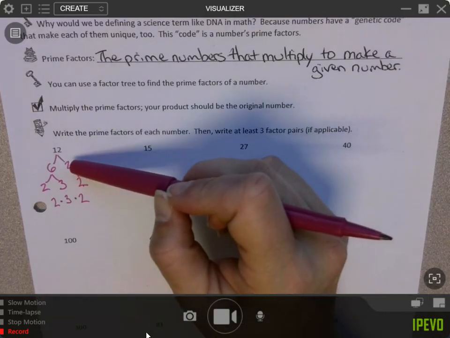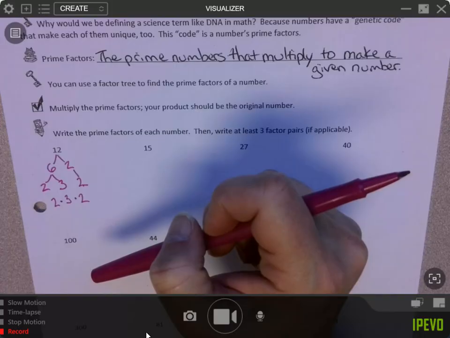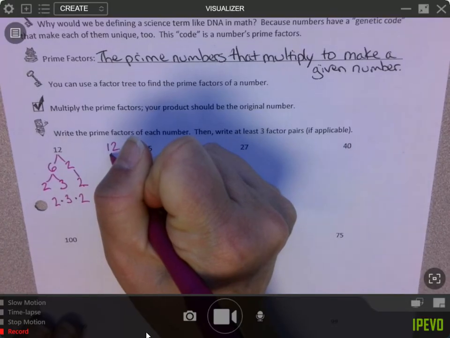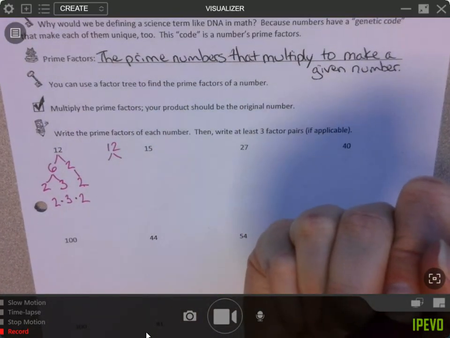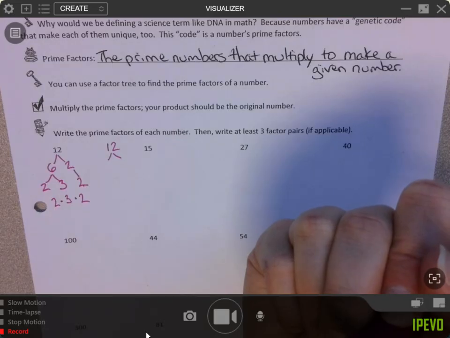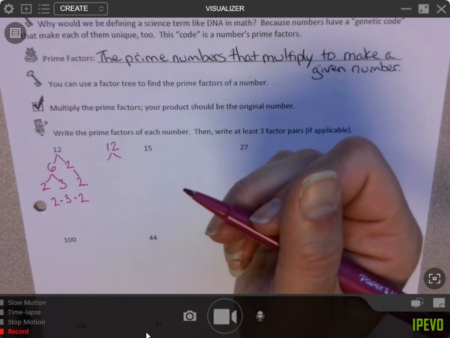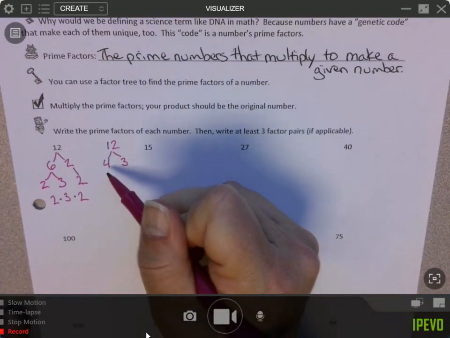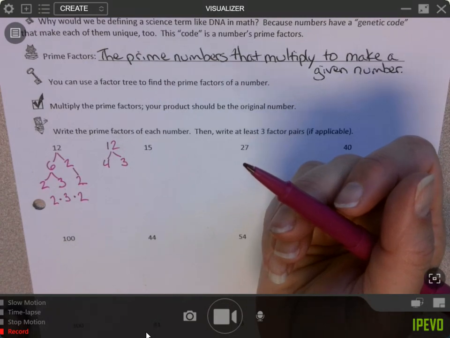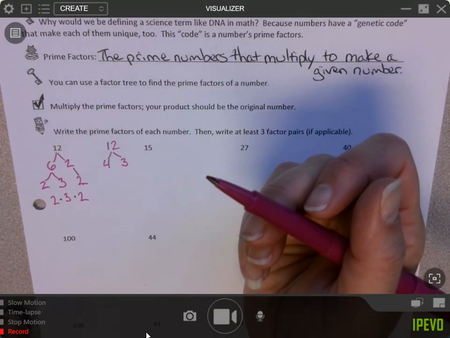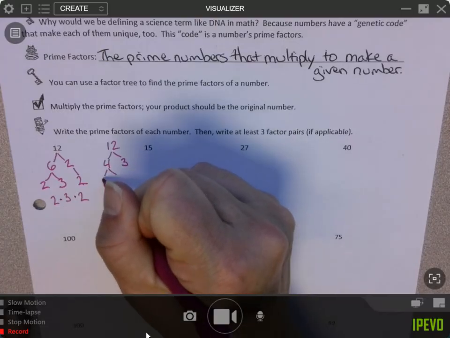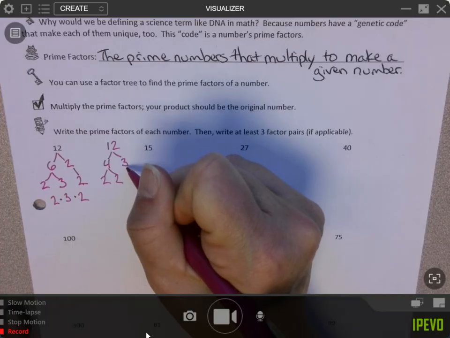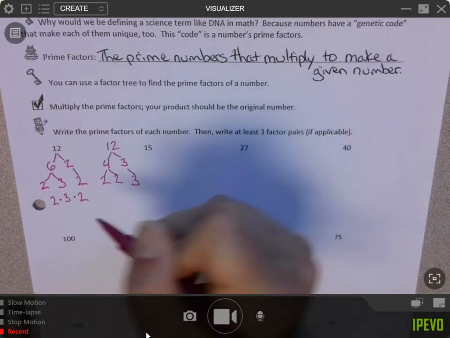Is this the only factor tree we could have made for 12? No. Why? What else could we do, Kellen? What else could I break that 12 into? 4 times what? 4 times 3. Can I break the 4 down anymore? Yeah, what can I break a 4 down into, James? 2 times what? 2 times 2. Can I break my 3 down anymore? Nope, that's a prime.